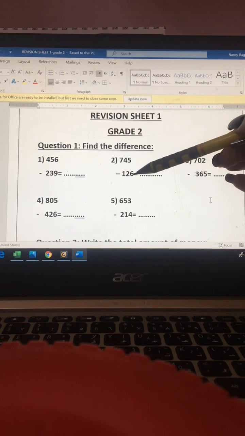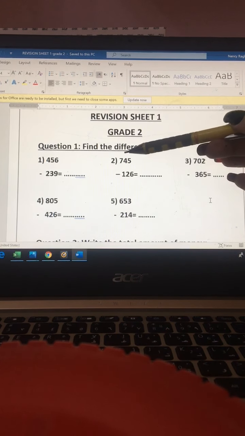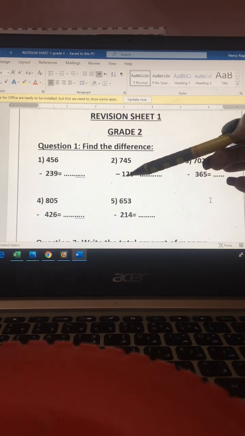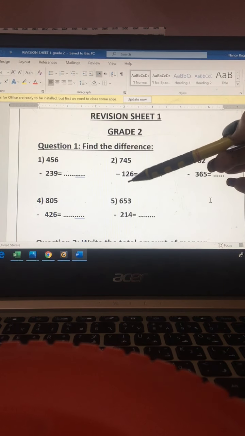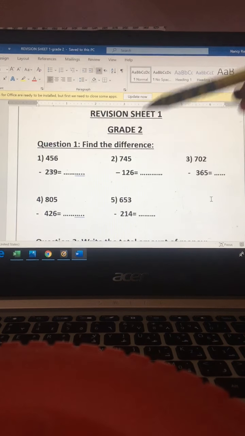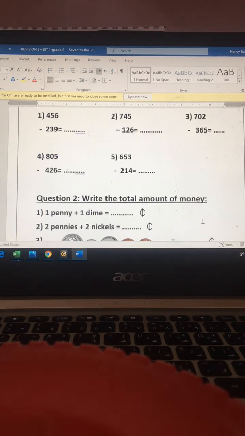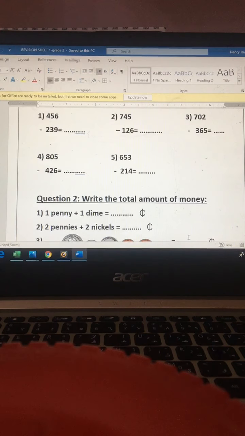So 15 minus 6 is equal to 9. Because the 4 is no longer 4, it's 3 now, so 3 minus 2 is 1. And 7 minus 1 is 6. So the answer is 619. And so on. You are going to solve 3, 4, and 5 in the same way.